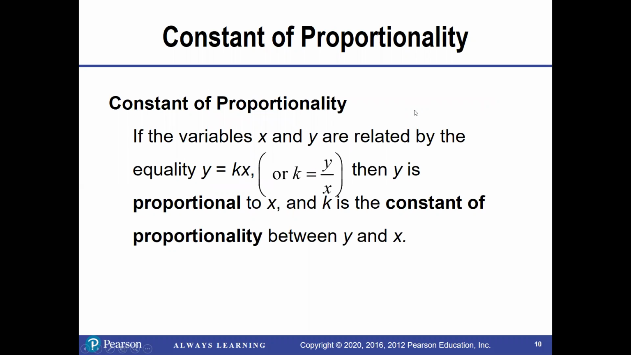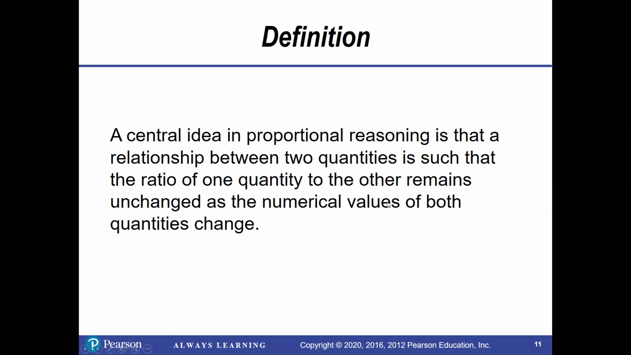All right, so constant of proportionality. If the variables x and y are related, then y equals kx, or k is equal to y over x, then y is proportional to x, and k is the constant of proportionality. Okay, so we use that to help in what we call scaling.